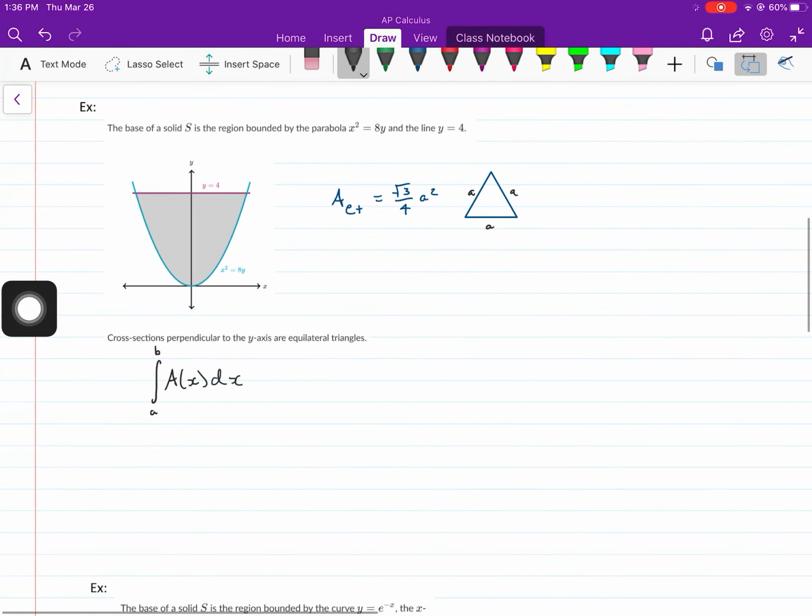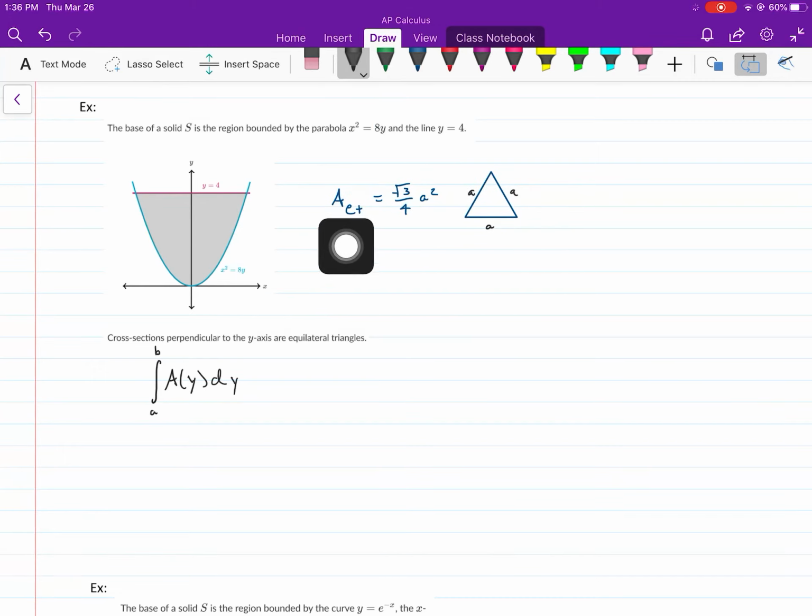So for this first one, we have the base of a solid S is the region bounded by the parabola x squared equals 8y and the line y equals 4. And our cross sections perpendicular to the y-axis are equilateral triangles. I'm actually incorrect here. This is in respect to y because we are perpendicular to the y-axis. And we're using equilateral triangles.